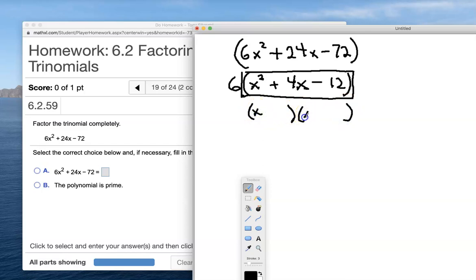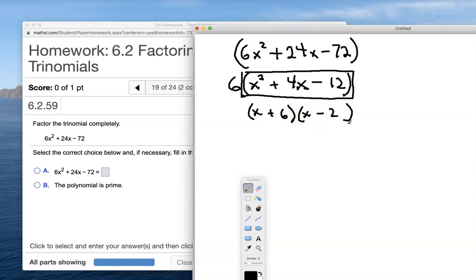X and X. I see a -12, which means a plus and a minus. I need 2 numbers that multiply out to be 12, add or subtract to be 4. What comes to my head is 6 and 2. 6 and 2 multiply to 12, and they subtract to be 4. I'm going to put the 6 here because it's positive, and 2.